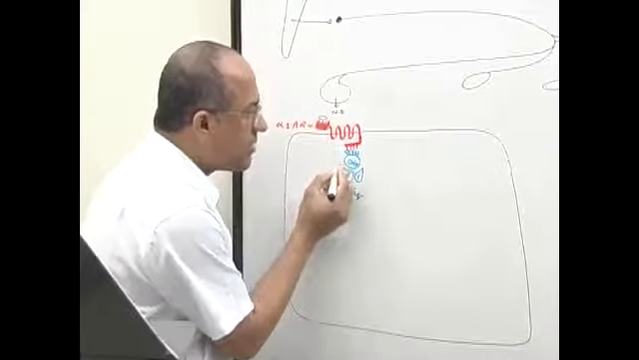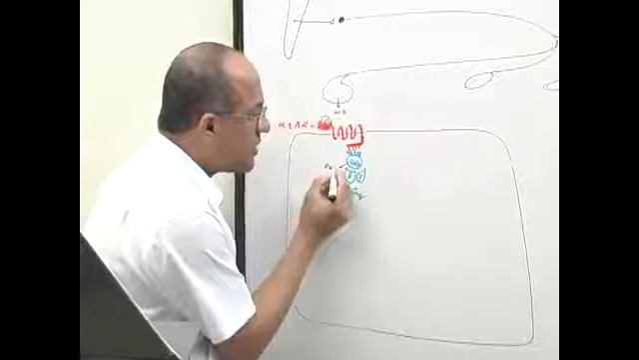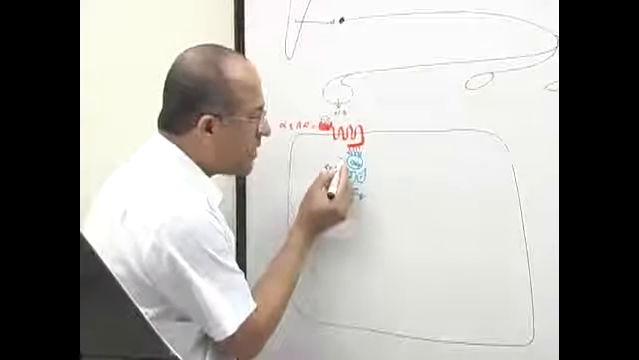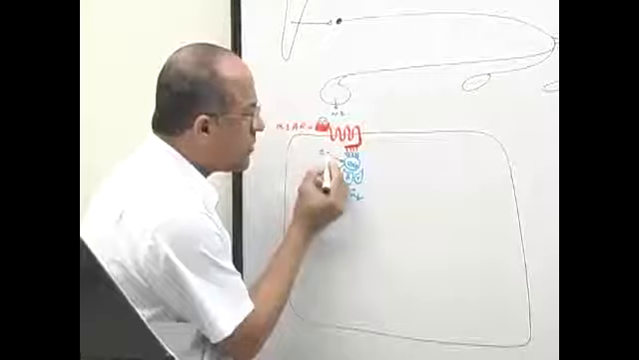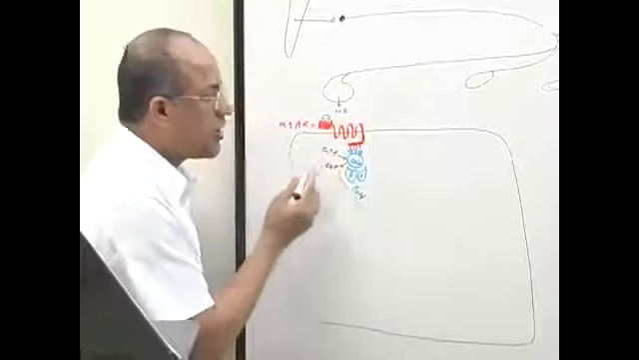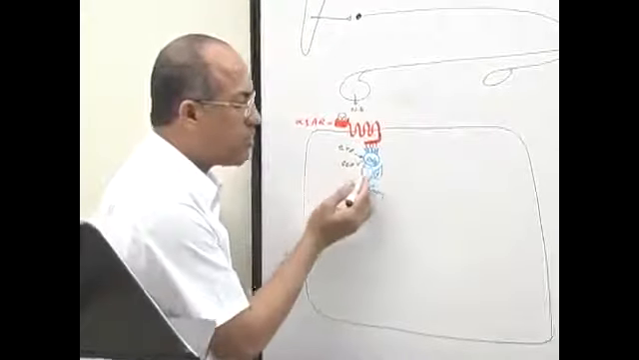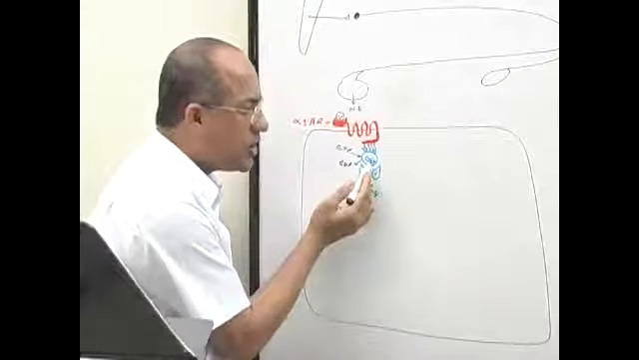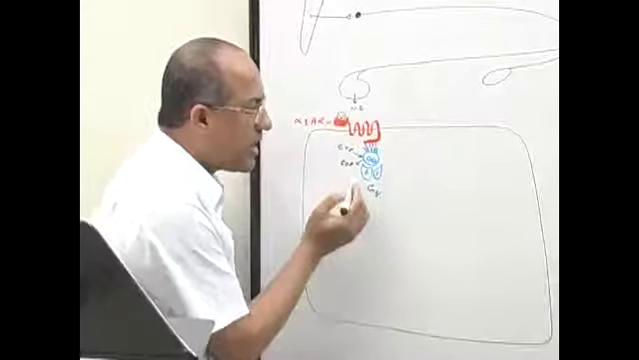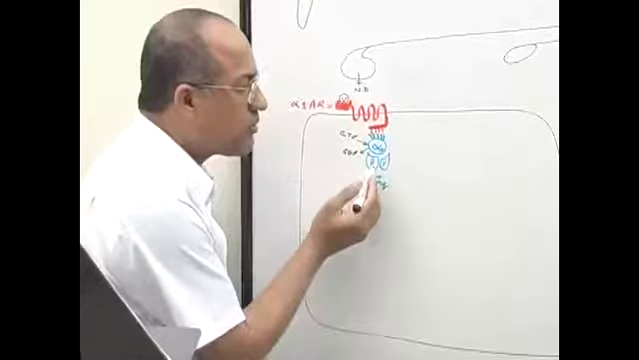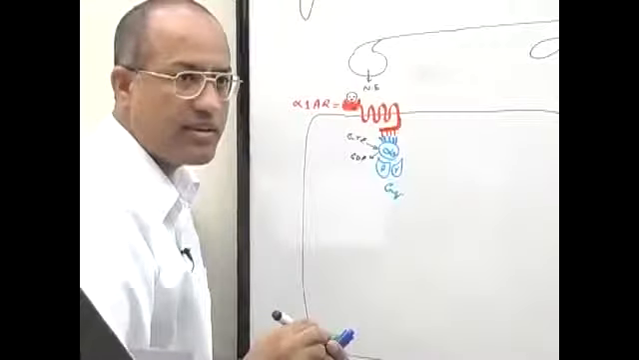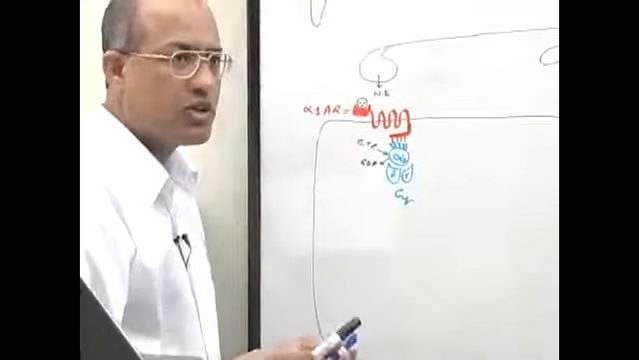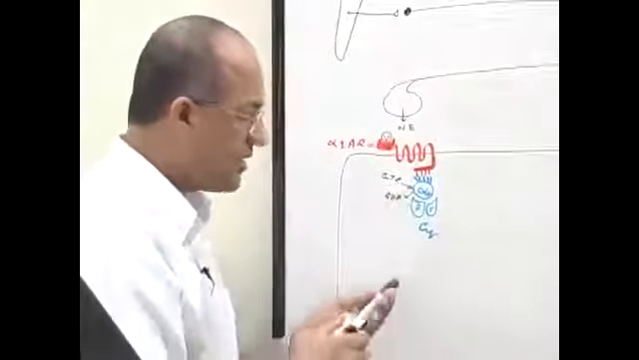Now as soon as the receptor activates the alpha component of the G protein, the alpha component, which was previously binding GDP, loses the GDP and binds GTP. GTP is a high energy molecule, and it binds with the Gq alpha component. Then the alpha component dissociates from beta and gamma.